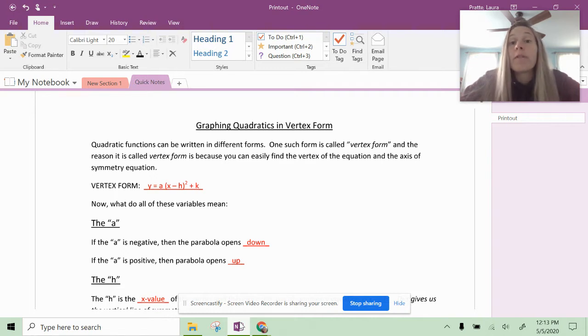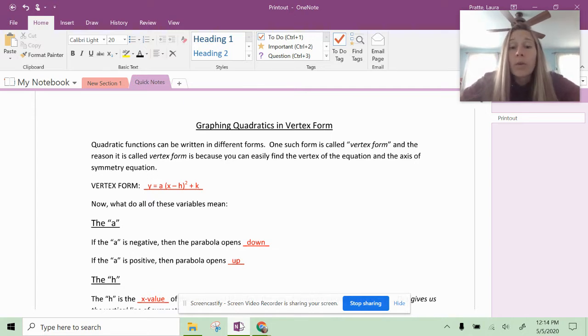Now, there's actually three forms to graphing quadratic equations. We started out with graphing them from the intercept form, which is that factored form, since we had just finished the chapter on factoring. And today we're going to get into graphing quadratics in vertex form. So we're going to look at that a little bit. We're going to work on that for the next couple days, and then we'll go into standard form next week.